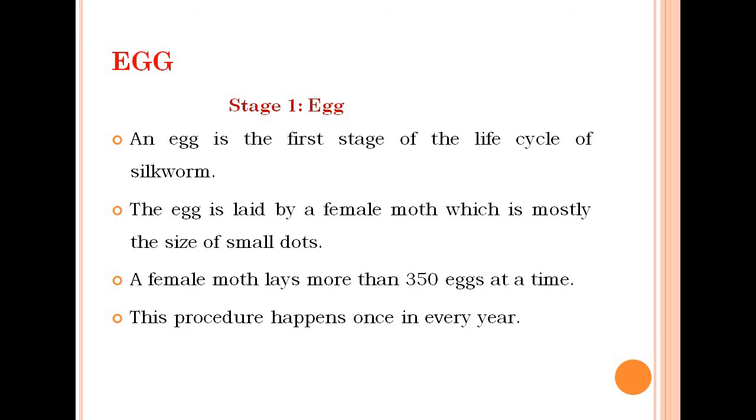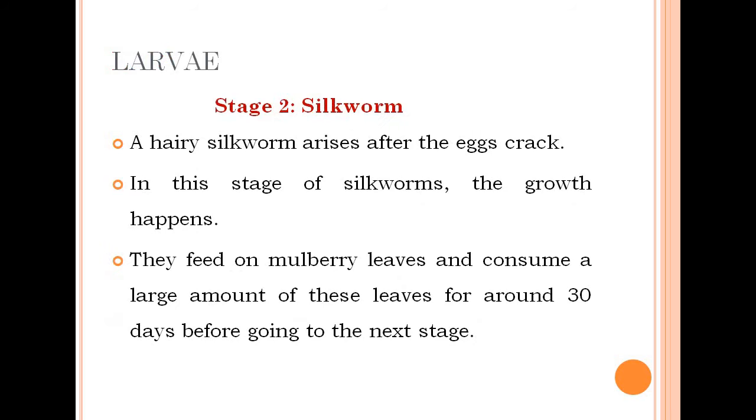So now we will see each stage in detail. Stage 1 is the egg. An egg is the first stage of the life cycle of the silkworm, laid by the silk moth on the mulberry leaves. The egg is laid by the female moth, which lays more than 350 eggs at a time, and this happens once every year.